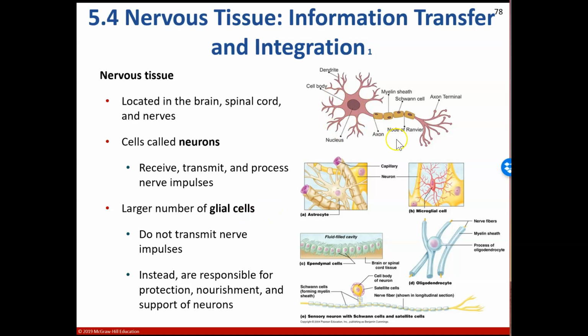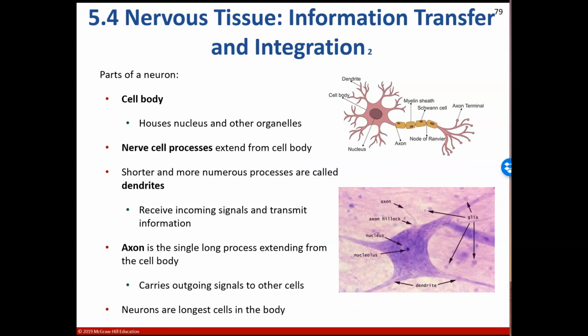So for instance, if this neuron happens to be Beyonce, then we've got our other glial cells that are going to serve as their stylist, as their fitness trainer, as their hair stylist, as their makeup artist, as their choreographer, and so forth. So these glial cells are really supportive. They're not going to necessarily transmit the nerve impulse, but instead are going to protect, nourish, and support the neuron.